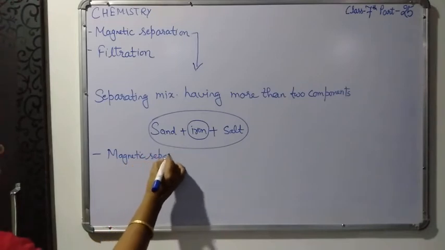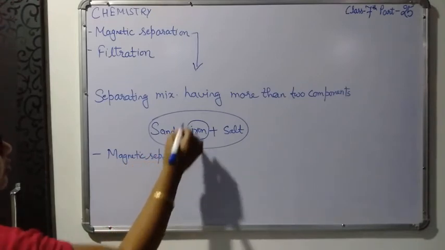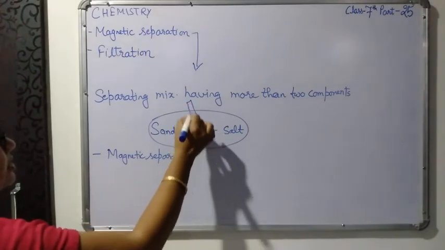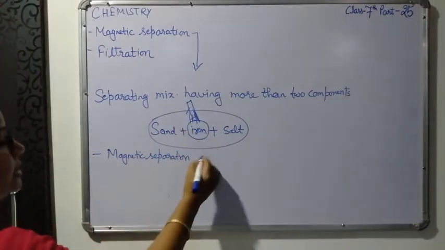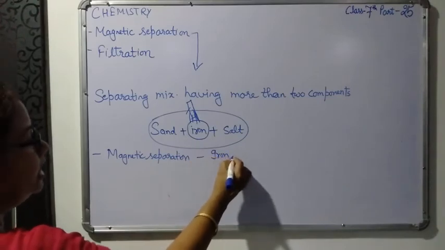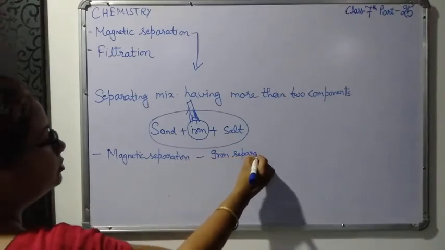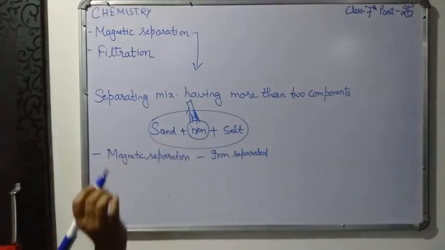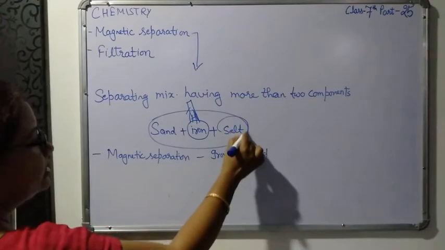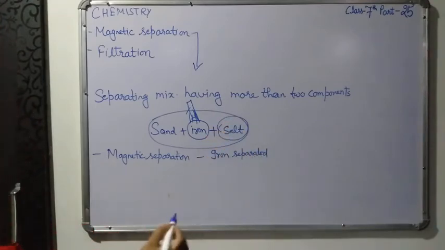When we use the magnetic separation method, all the iron filings will be stuck to the magnet. So iron is separated. Now you have only sand and salt. We will use the property of salt that it dissolves in water. To separate the mixture of sand and common salt, we will use the soluble property of common salt.